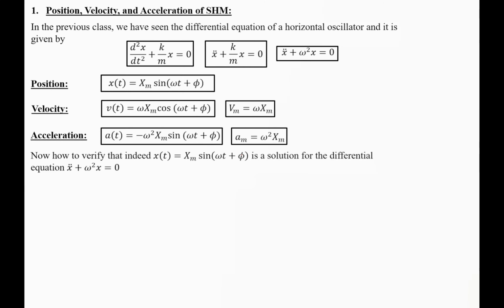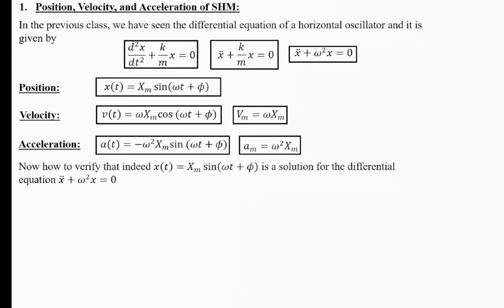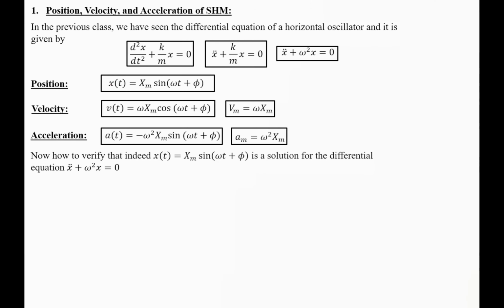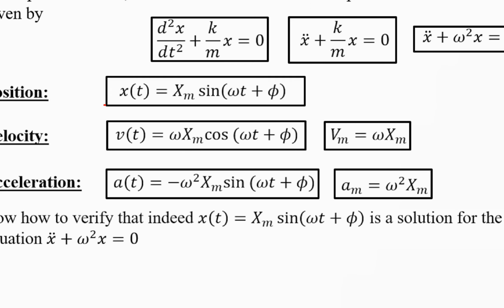Now how to verify that indeed x_m sine(omega t plus phi) is a solution for the differential equation given by x double dot plus omega square x equals 0. In the previous class I demonstrated how to obtain this equation from a big law, which is Newton's second law, and we put forward that this is the solution.